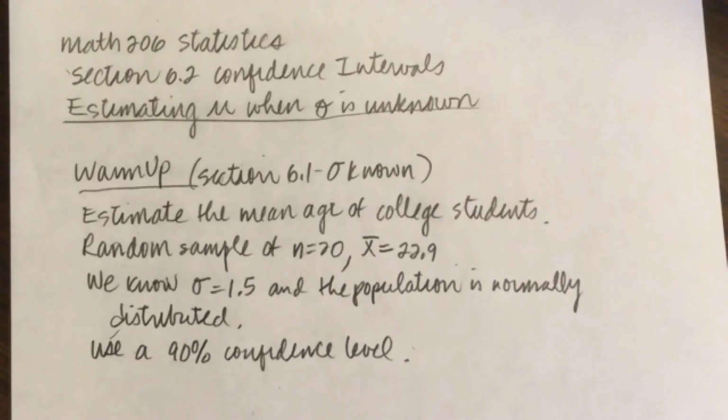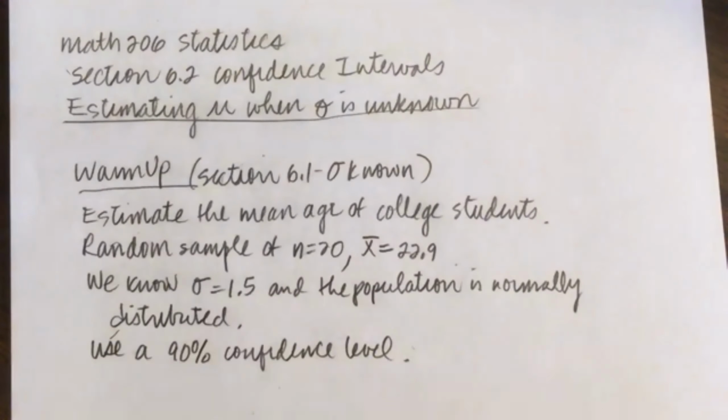So here's what we know. We know the standard deviation of the population. So what we're saying is, I don't know how old they are on the average, but I know their ages vary by about 1.5 years. Again, this is an extremely unlikely situation because if you don't know the mean, you probably don't know the standard deviation either. And that's what we're going to talk about today in 6.2 after we get done with this example.